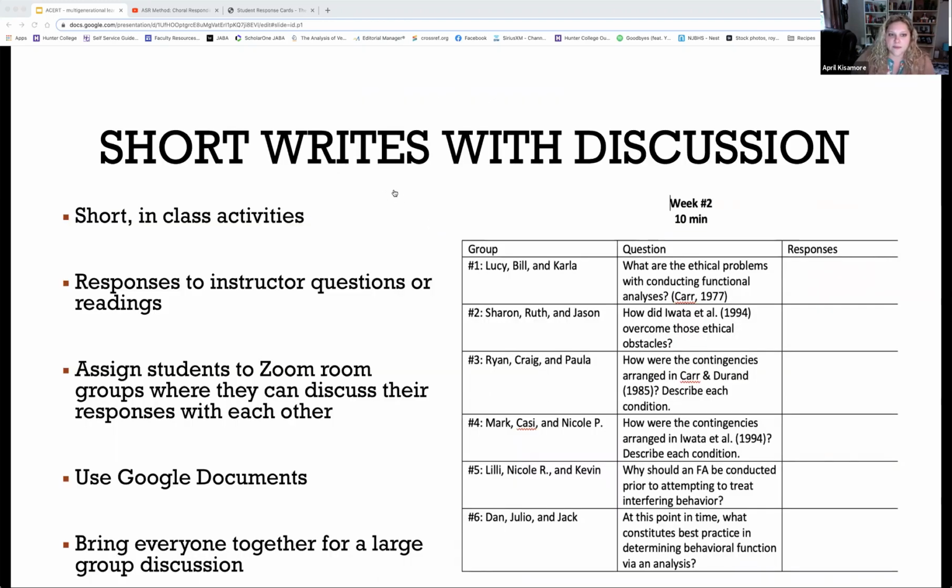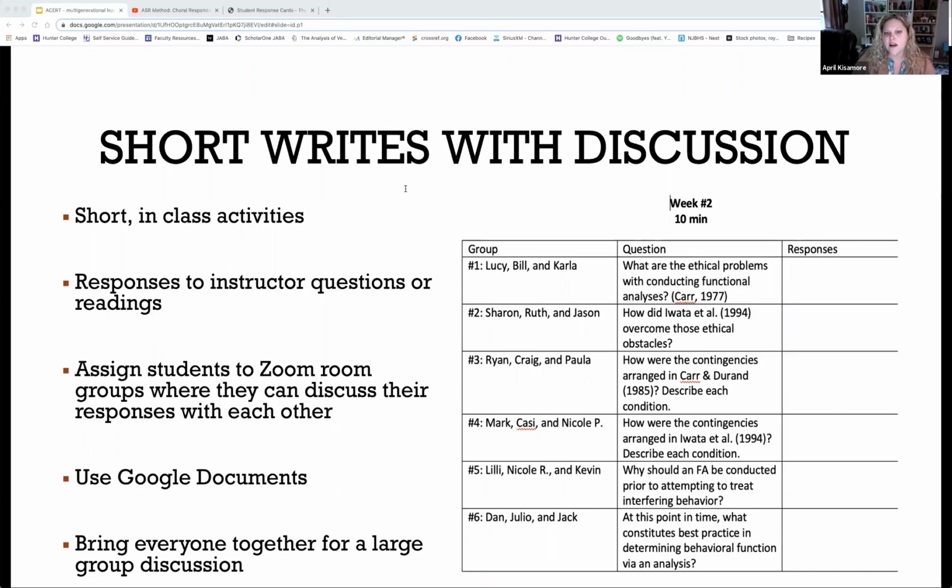Another example is in-class writing exercises that you can associate with different class materials. And these have been demonstrated as another effective tool for increasing student responding. These exercises are typically designed to be short in length, and then they're followed by discussion. So it's very similar to what we just talked about with the think, pair, share.